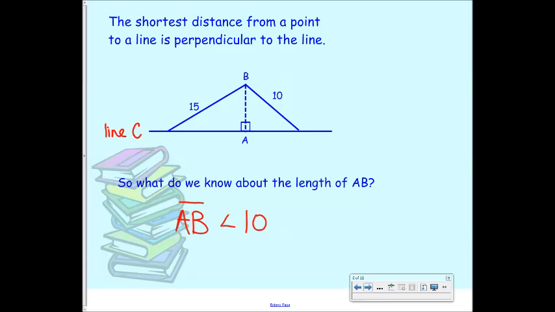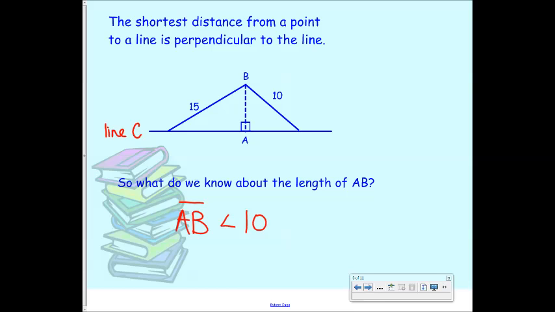What's an inequality, just as a reminder from Algebra 1? What's an inequality? That thing that I taught, just the one thing I taught you last year. What does this mean? Less than. Okay, so less than means AB could be what numbers? Anything as long as it's less than 10.